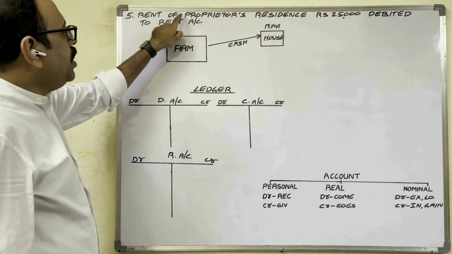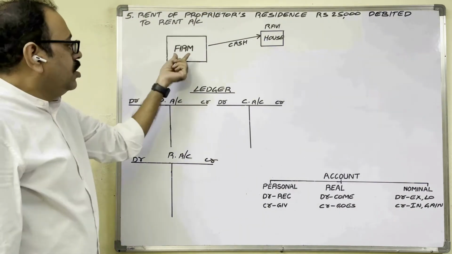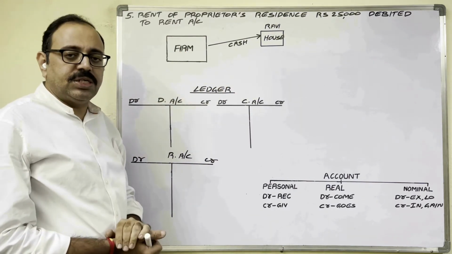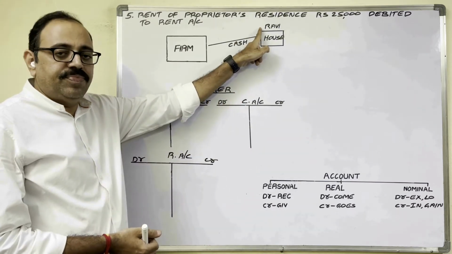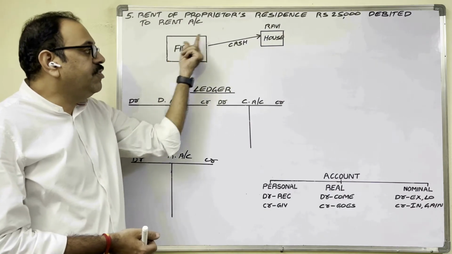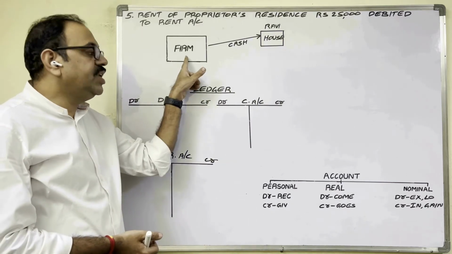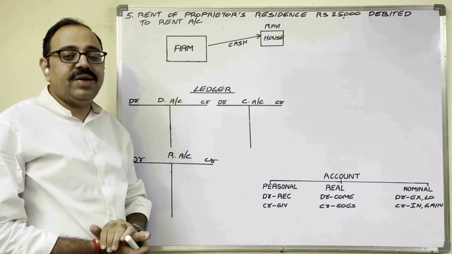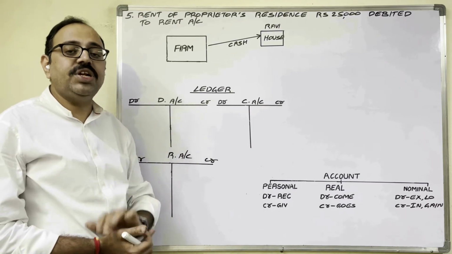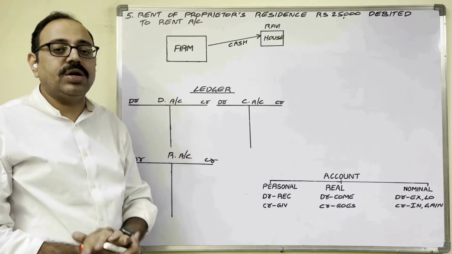Fifth one, rent of proprietor's residence 25,000 debited to rent account. Proprietor means owner. Assume this is a sole proprietorship business. The owner's name is Ravi. Ravi has to pay the rent of his residence. From the firm, he withdrew money and with that amount he paid this rent. You are an accountant of this firm. While recording accounting transactions in books, we should follow accounting concepts and accounting conventions. There is one accounting concept known as the business entity concept.